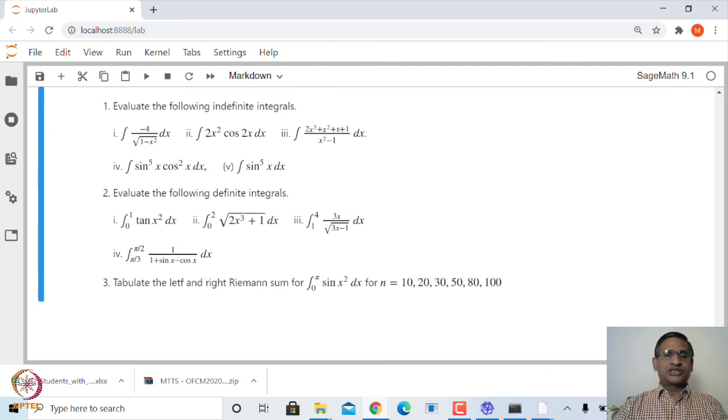These are some easy exercises of computing definite and indefinite integrals. Some of them are quite straightforward, some are not so straightforward when it comes to calculating by hand. The last problem is about sin of x²: we saw that this integral is not in closed form, but you just find the left and right Riemann sums. We have already defined the function; tabulate the values for n equal to 10, 20, 30, 50, 80, 100. This is just to demonstrate that the sums will actually converge to the actual integral.